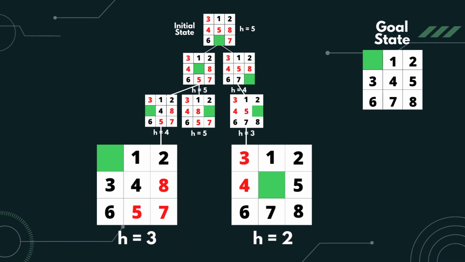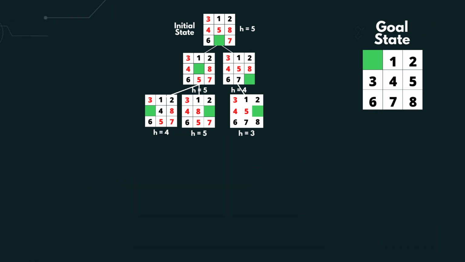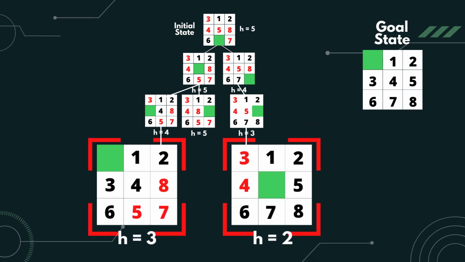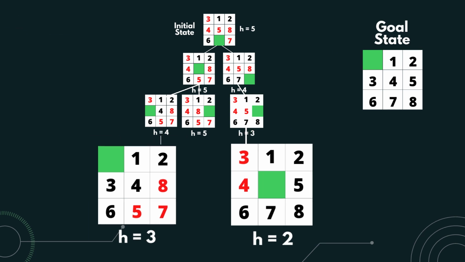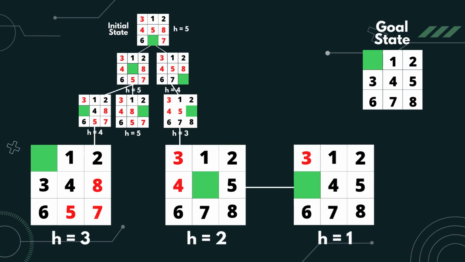Since it is still not the goal, we further generate its successors. Both successors should be expanded. However, for the states on the left, all numbers close to the empty tile is already at the correct place. Therefore, we only expand the right one. We will continue expanding until finally we get to the goal.